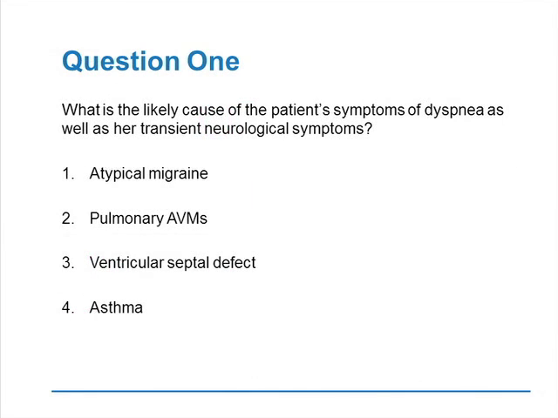So the question is, what is the likely cause of her symptoms of dyspnea, as well as could there be a tying cause for her transient neurological symptoms? The choices are: is it atypical migraine? Is it these pulmonary AVMs? Does she have a ventricular septal defect that could be causing this? Or is this all just asthma?